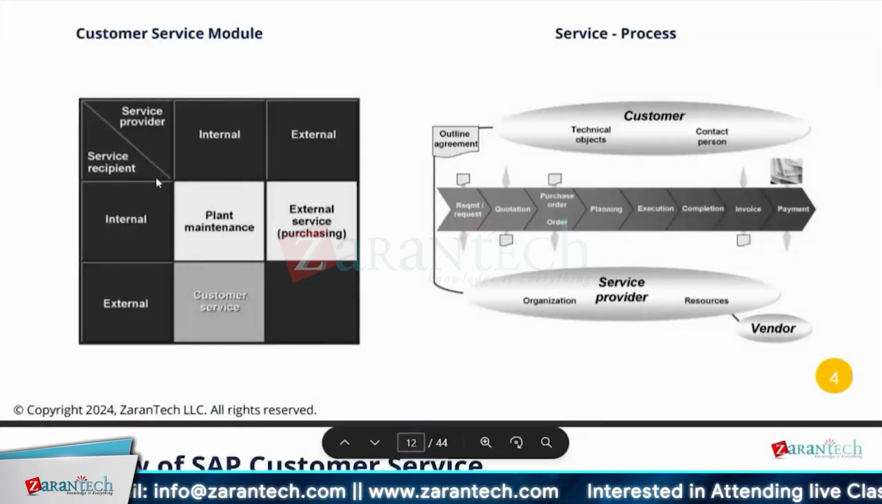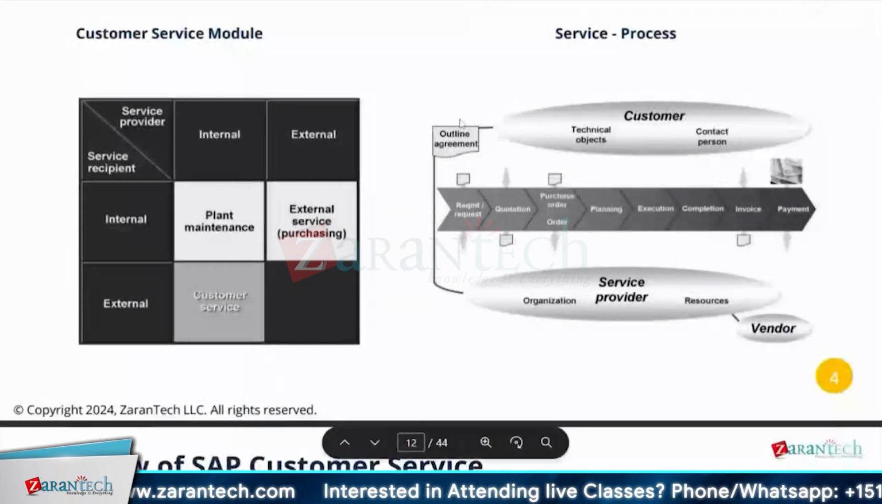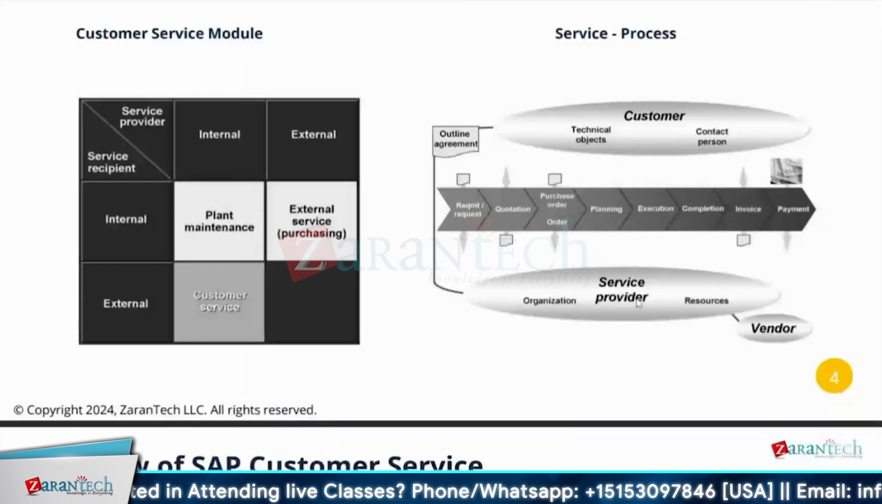So they are the ones who receive the Lenovo service to be the recipient, and for them it is an internal process. And the process in the service area is shown here. So we have the customer on top and the service provider below. The service provider could be any organization, and this organization will have sources. Sources are outsourced by vendor. So this is the service provider section.